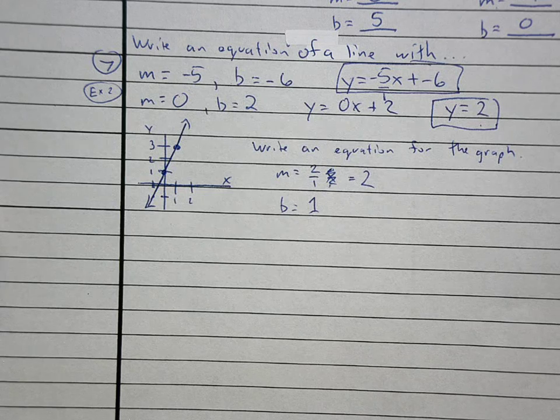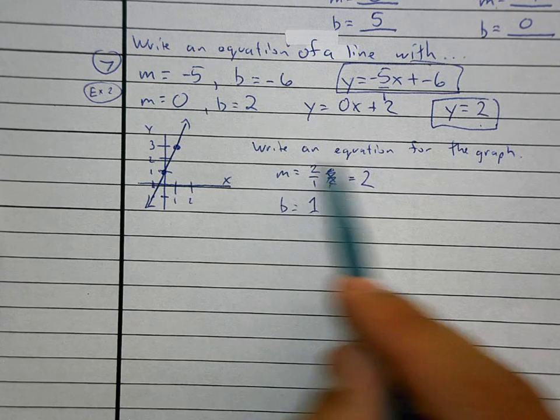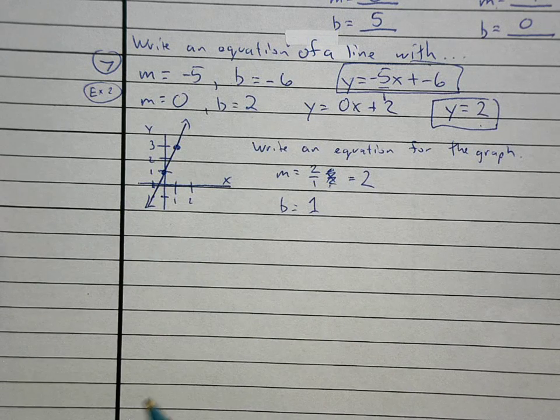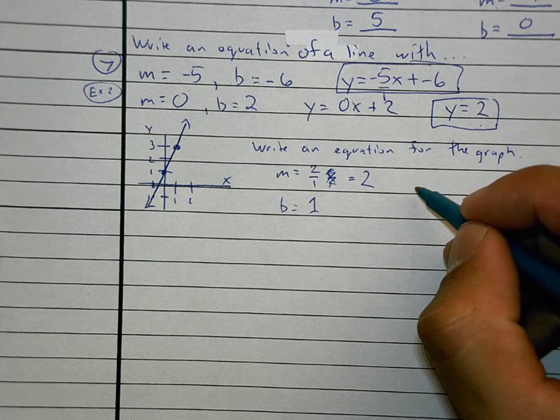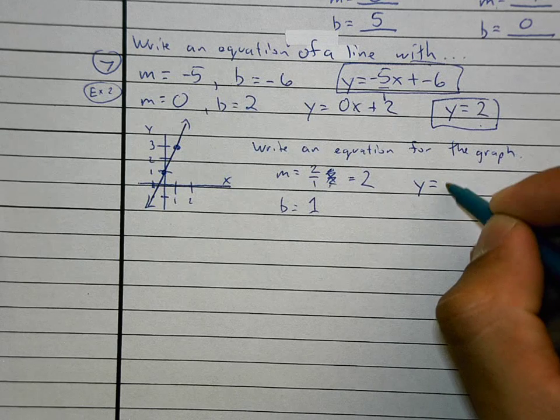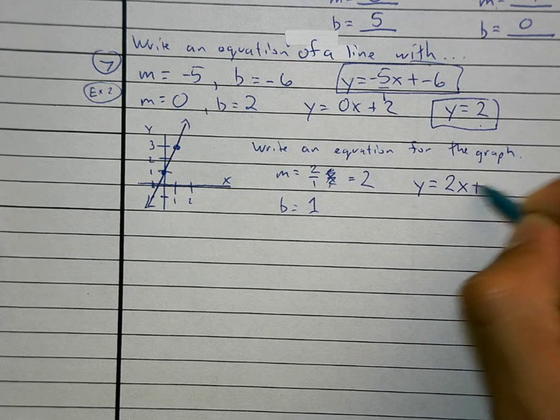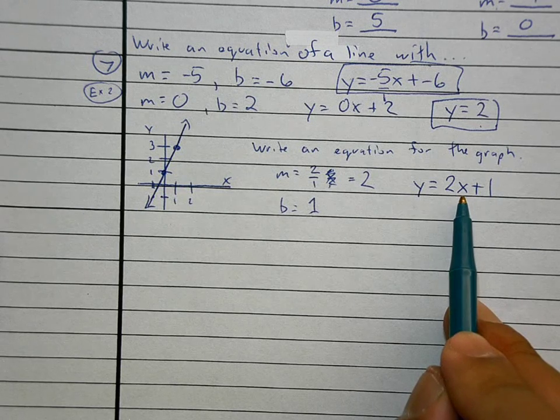Good. Now, that's not the equation for the graph, but those are what you're getting from the graph. So what's the equation? Y equals 2x plus 1.